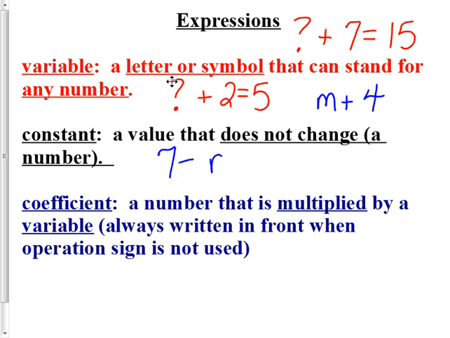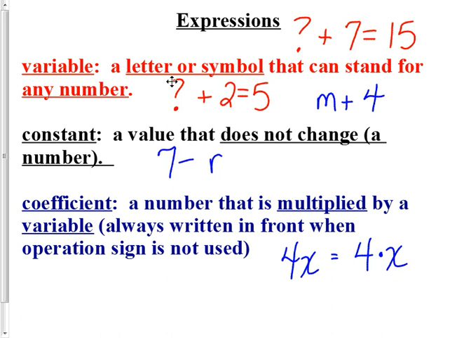A coefficient is a special kind of constant. It is a number that is multiplied by a variable, and it's always written in front when the operation sign is not used. So an example of that is, for example, 4x. In that case, x is a variable and 4 is a constant. But 4 is actually a coefficient, which is a special constant. It's a coefficient because what this really means is 4 times x. So the coefficient is the number that's written with the variable that the variable is being multiplied by. And again, it is a constant.